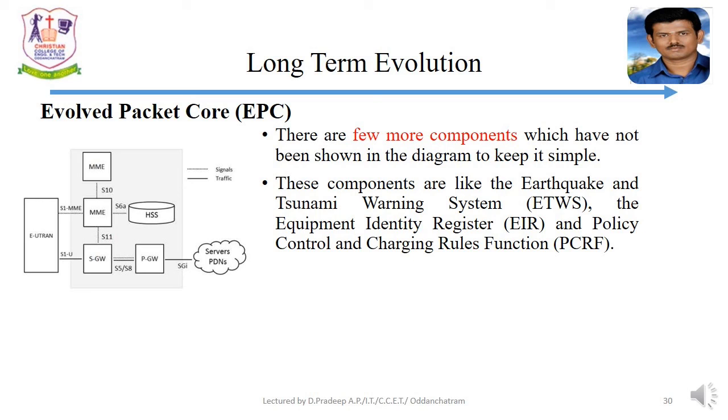There are some additional components. They are the earthquake and tsunami warning system, equipment identity register, and policy control and charging rule functions. These are not mentioned in this diagram.